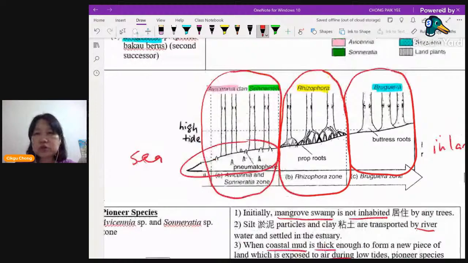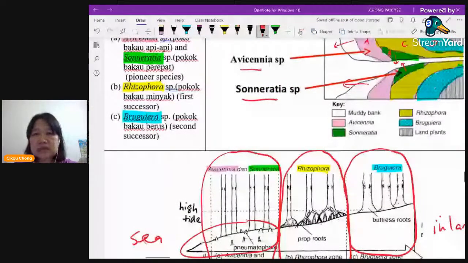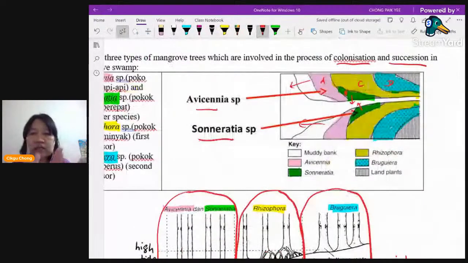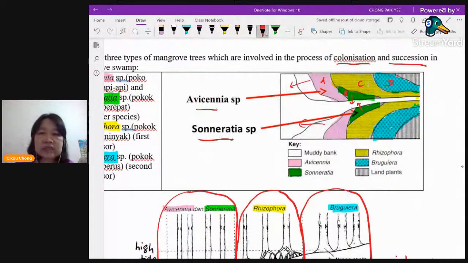So as you see this zonation, Bruguiera is found further inland. D is your Bruguiera. Your C is your Rhizophora. Then the Sonneratia is B here, and your Avicennia is A here.